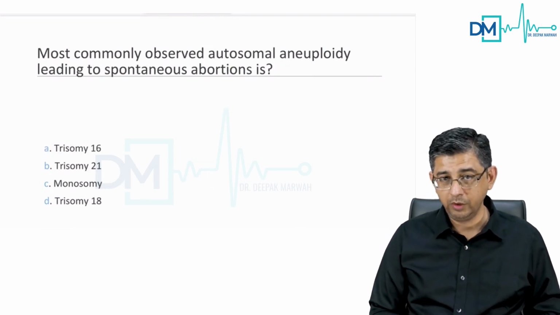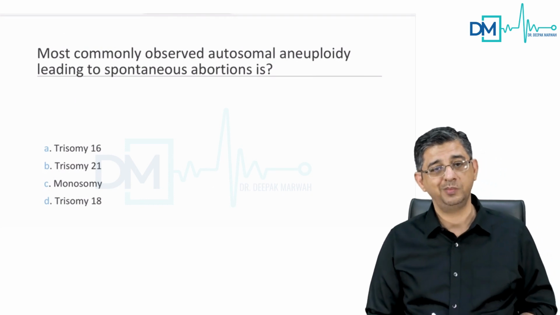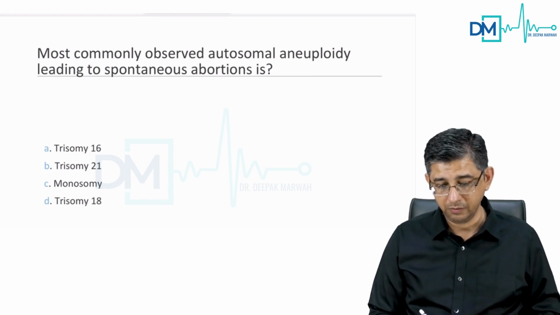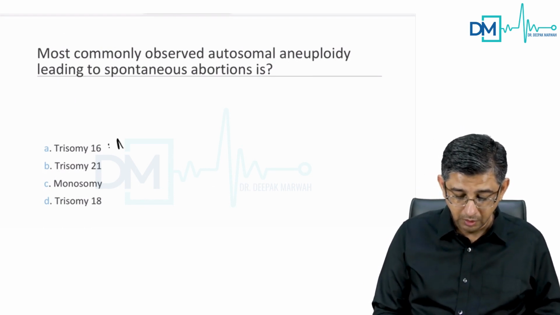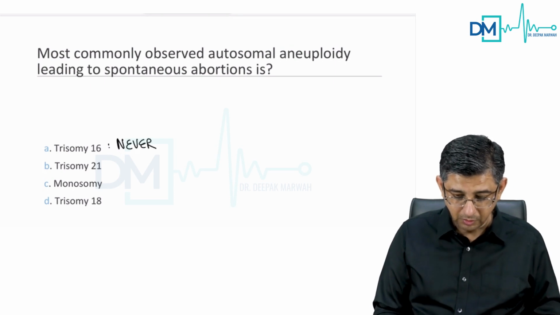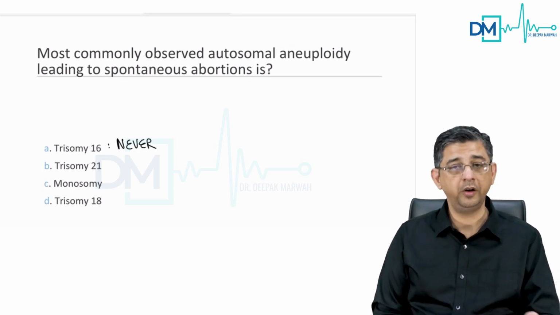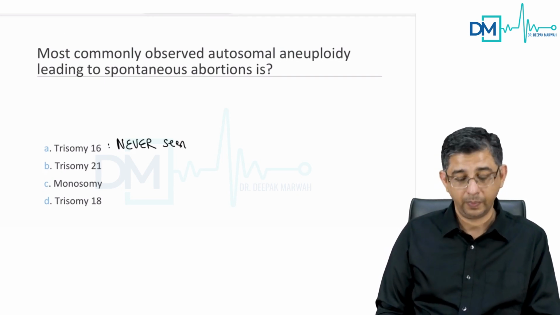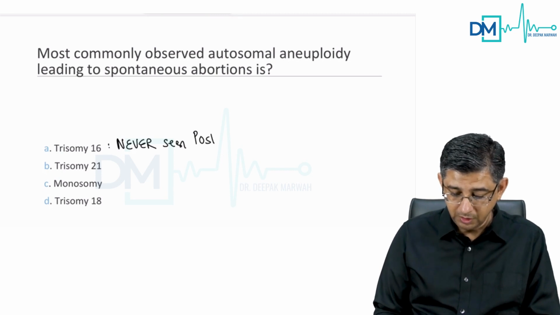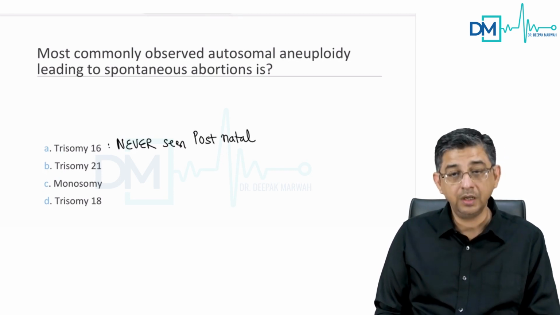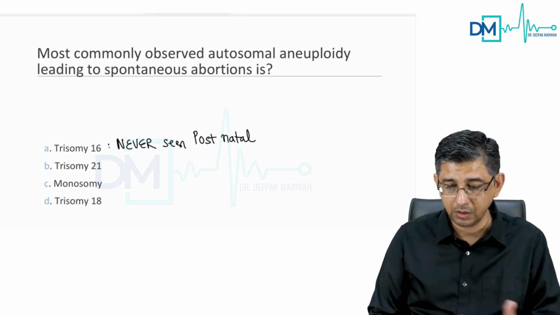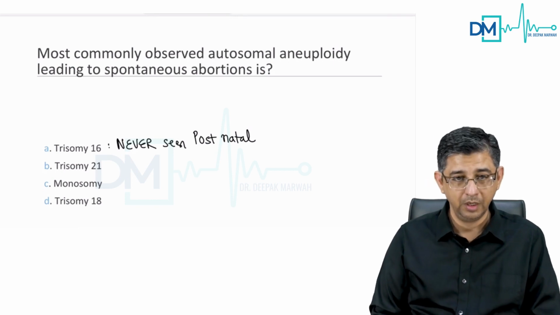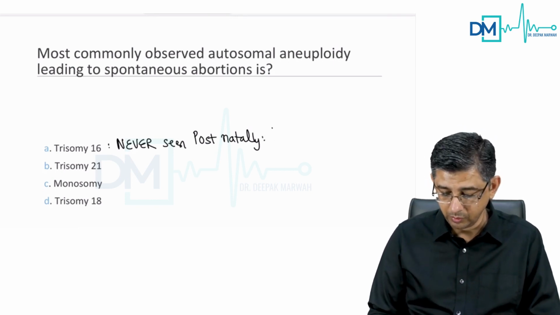The most commonly observed autosomal aneuploidy leading to spontaneous abortions. I would like to tell you guys that trisomy 16 is a condition which is never seen postnatally. Now, nature has a way of getting rid of defective babies. So trisomy 16 has a 100% abortion rate. That is why you will never see trisomy 16 present in a case per se. It is diagnosed on ultrasound, or on the basis of karyotyping of the fetal material, but is never seen postnatally, secondary to the 100% abortion rate.